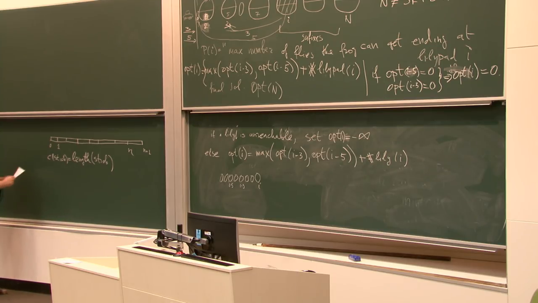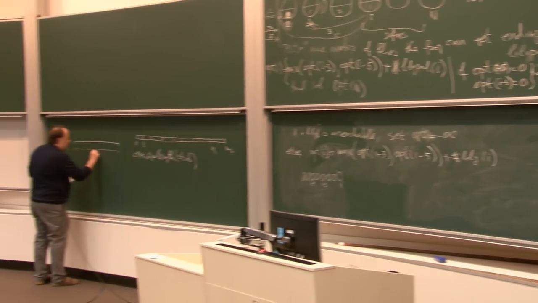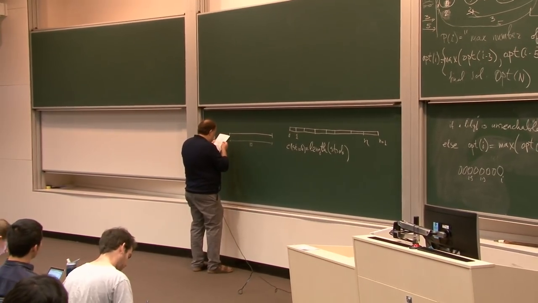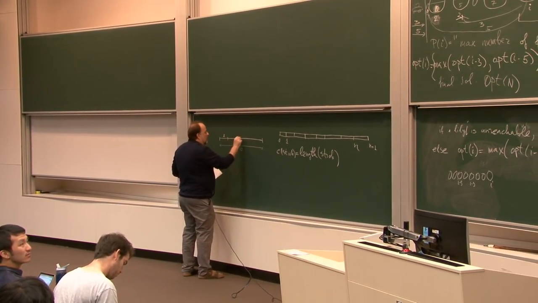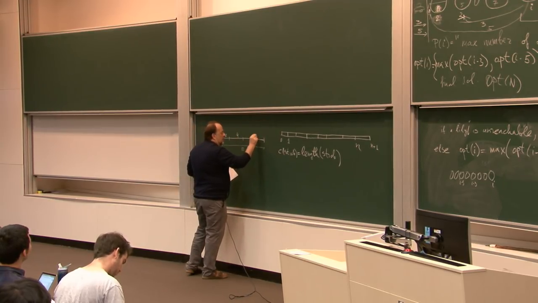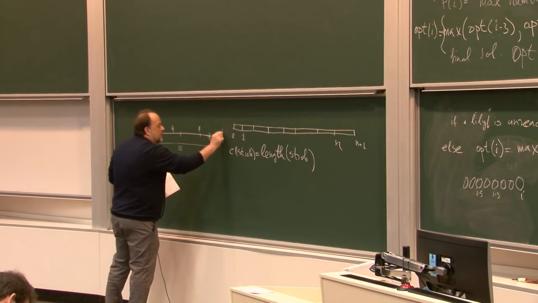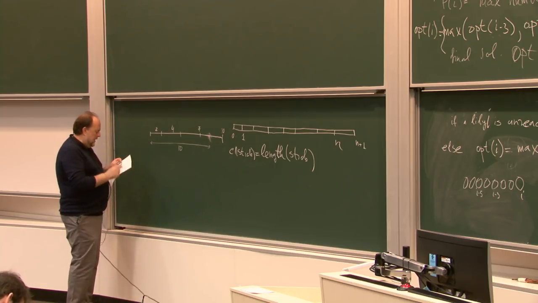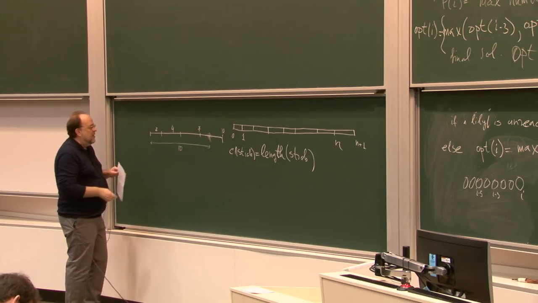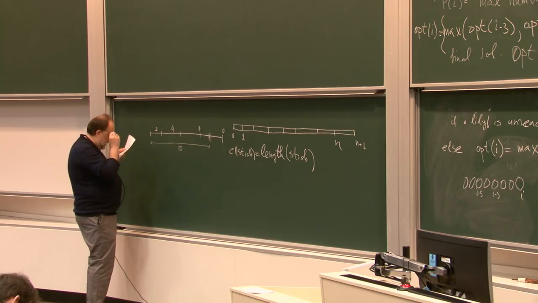Okay? So let me give you an example. Assume that you have a stick of 10 meters, and the marks are at 2, 4, and 7. Okay, this should be a little bit longer, and this is 10 meters long. So now we have the following options. First, we can cut, in this example, at 2, at 4, and then 7.